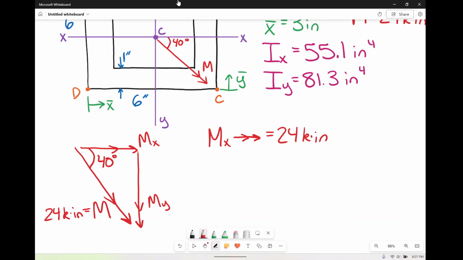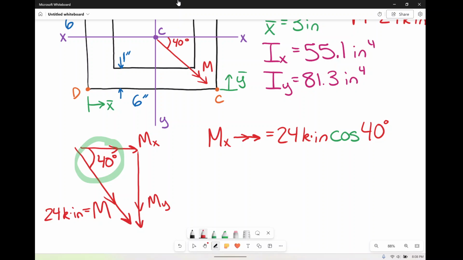And then we need to break it up with our trigonometry over here. If I want to do the x direction, I'm going to do cosine of 40 degrees. It's not cosine specifically because it is x, it is cosine because, again, cosine is adjacent over hypotenuse. So again, the adjacent being the direction I want, over the hypotenuse being our 24 kip inches.